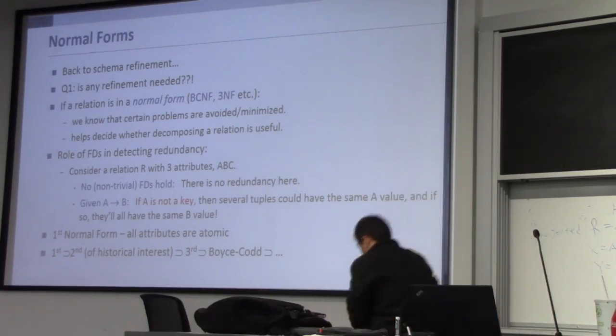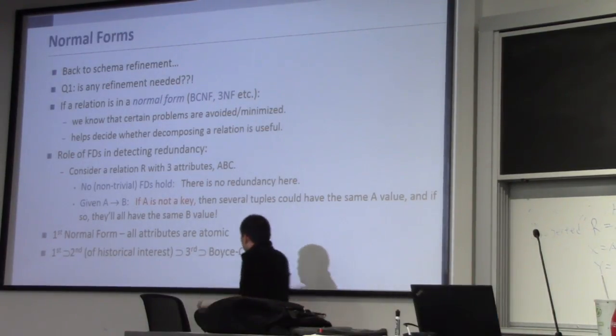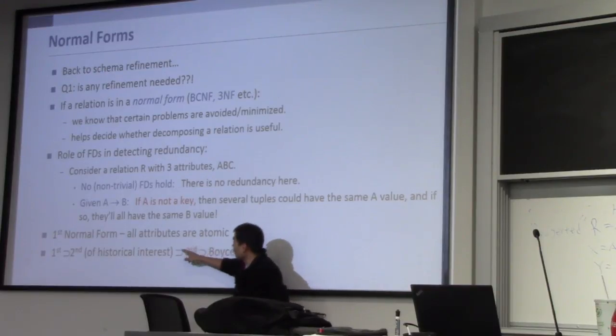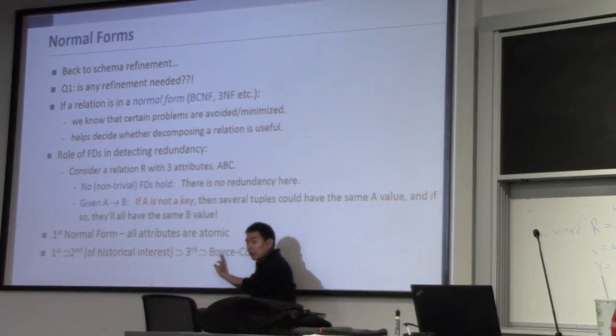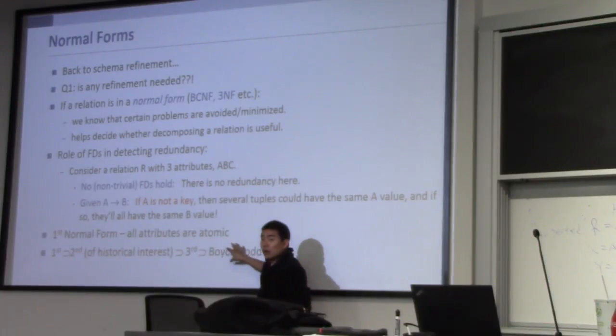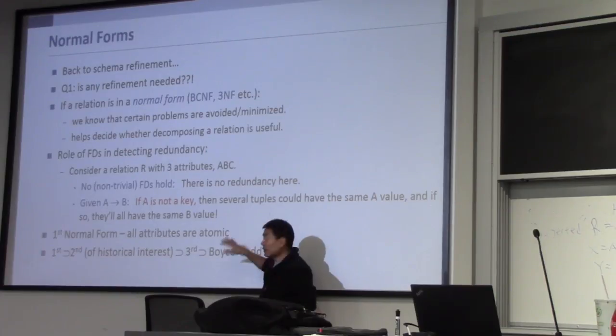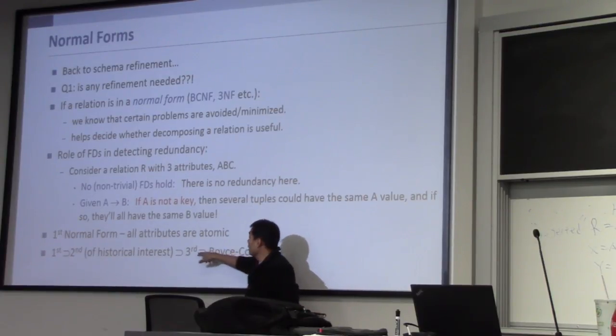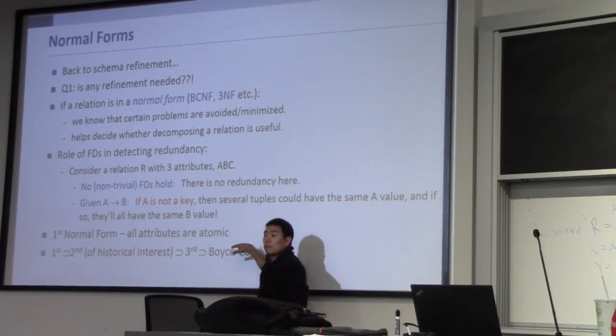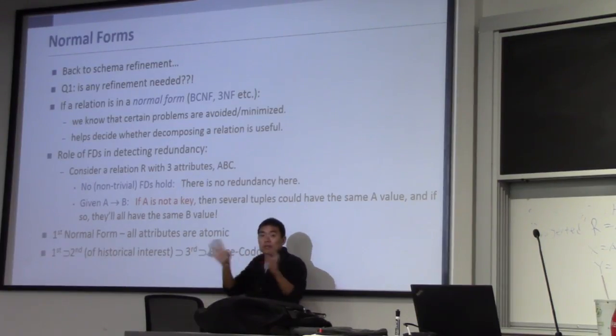So the relationship is that if you are in BCNF, you are automatically in third normal form, but the other way is not true. In other words, third normal form is a relaxation of BCNF. If you understand the intuition behind BCNF, it has no redundancy whatsoever. Your database is as minimal as it can be. There's no redundant data whatsoever.